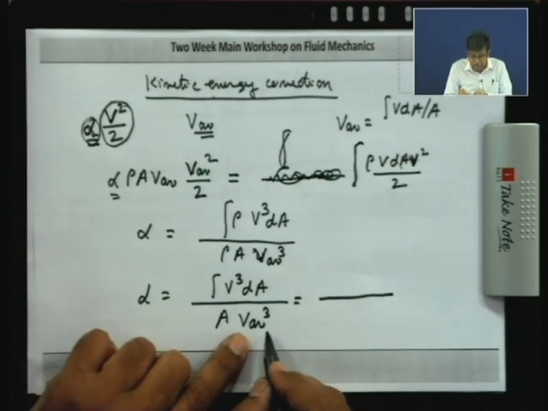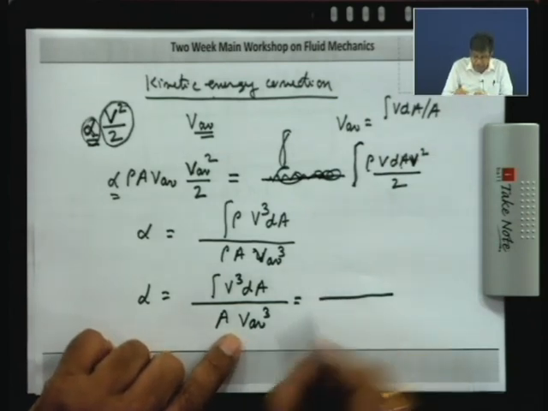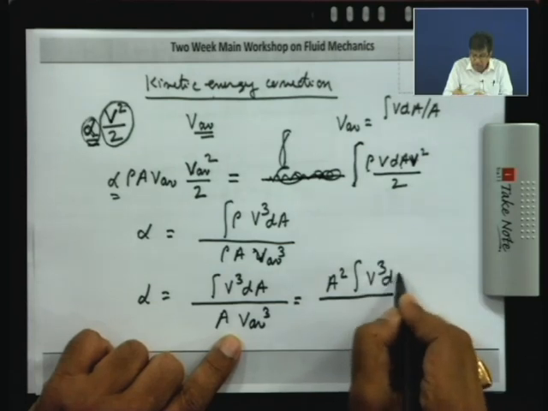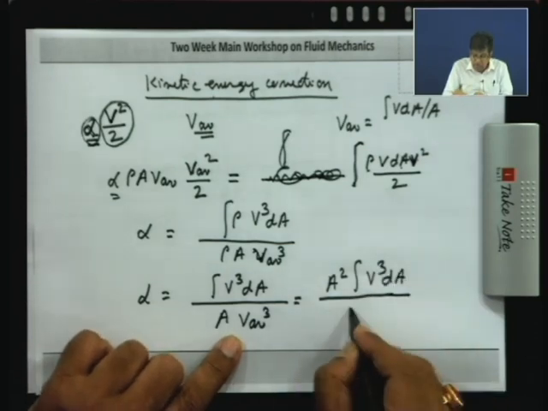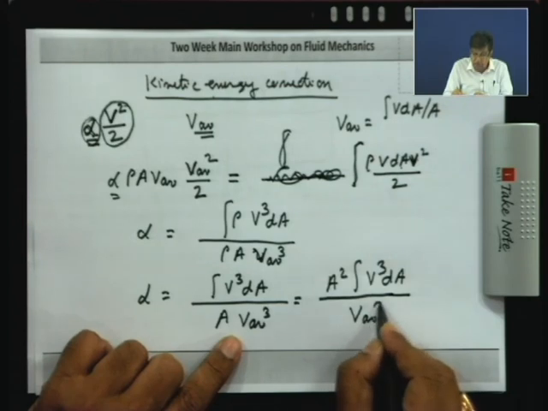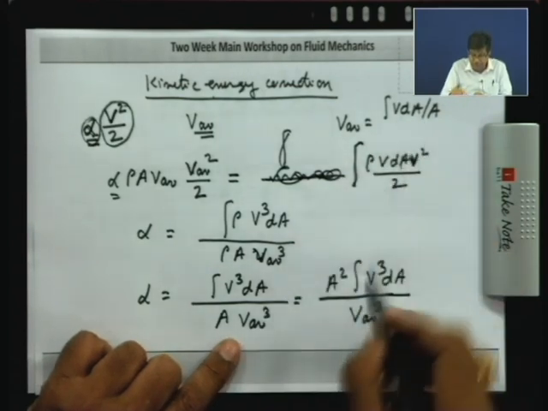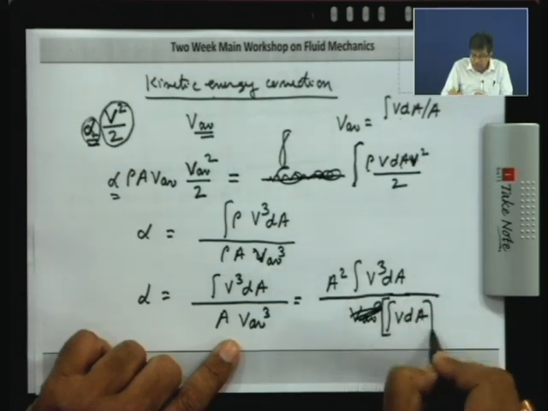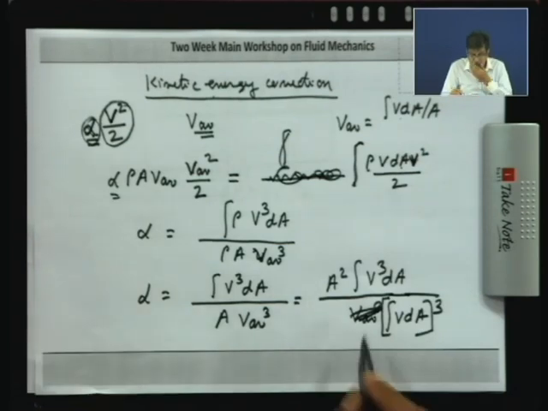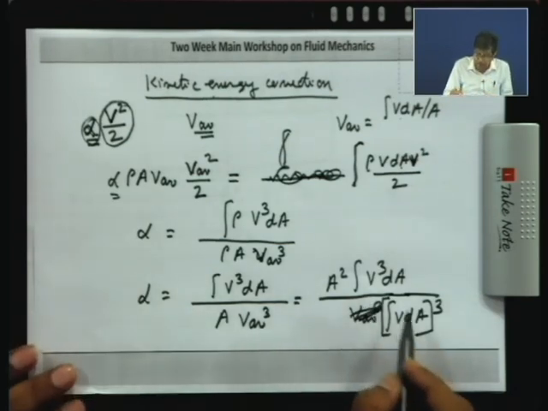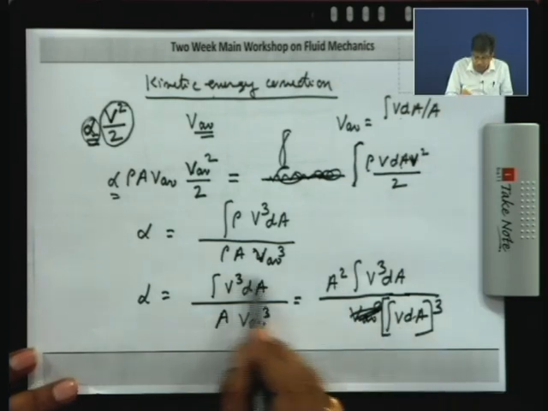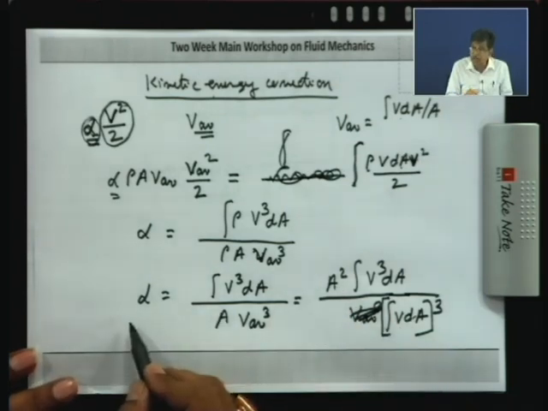So if you do that, the area cube, so that means area square will come there, V cube dA, into V average cube, which is V dA whole. So you see, when we have a velocity variation over a cross section, we can use this equation or this equation to find out alpha.